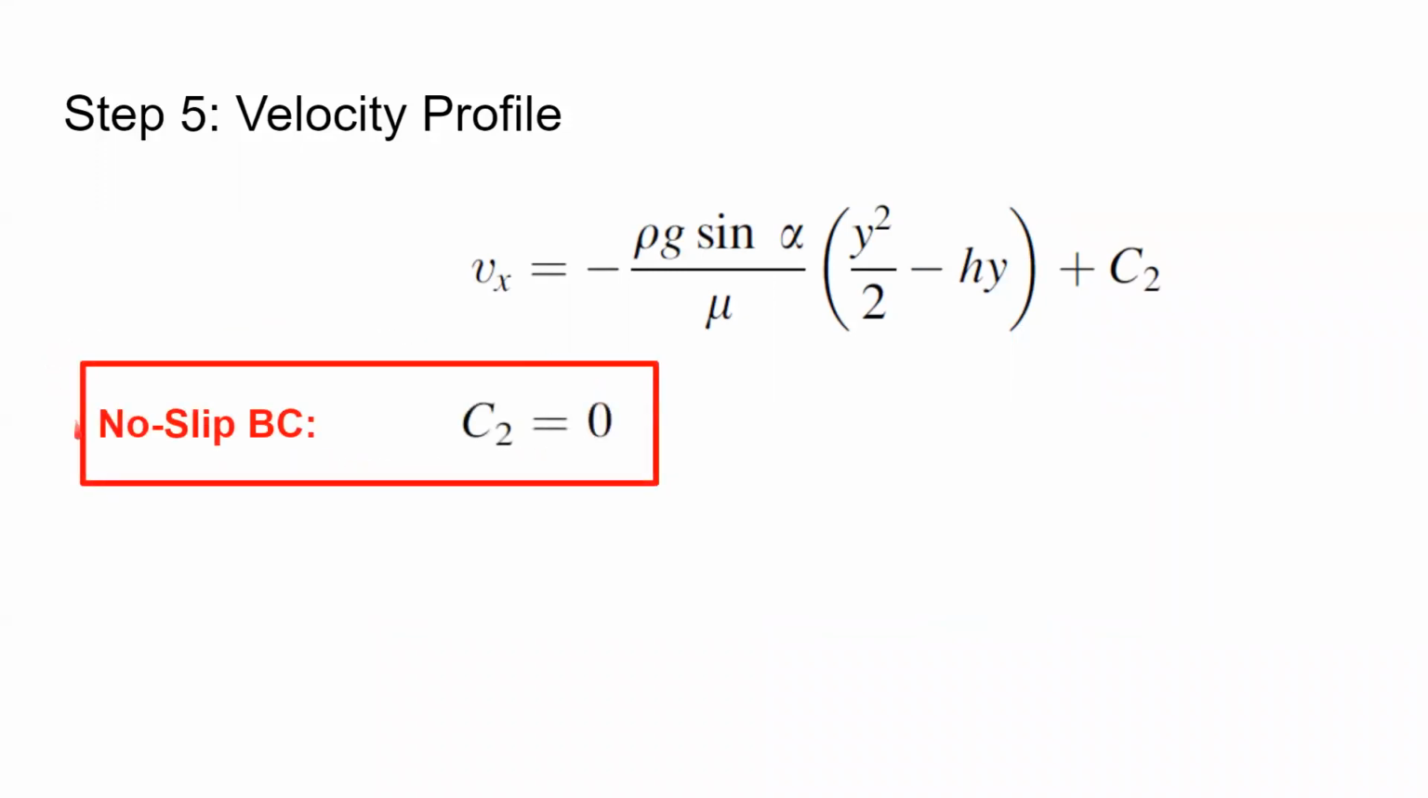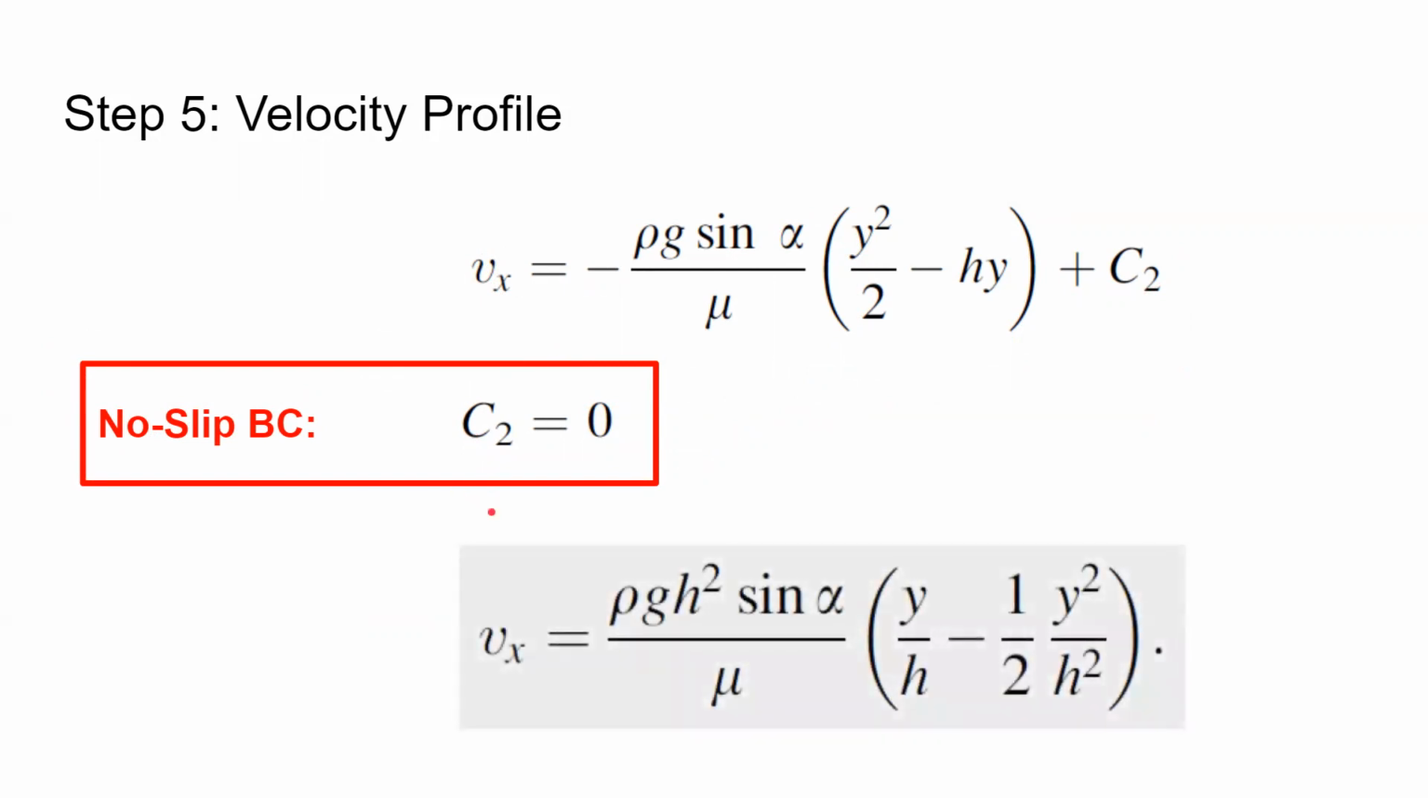And then we actually apply the no slip boundary condition, right? At y equals 0, not h, all the way at 0. This is 0. We have velocity is 0 by the no slip condition, meaning that C2 is 0. Great. So that means we actually found our velocity profile, which is given right over here.